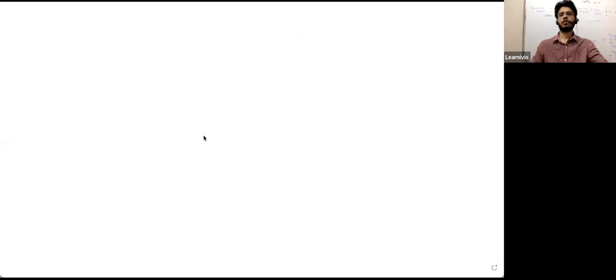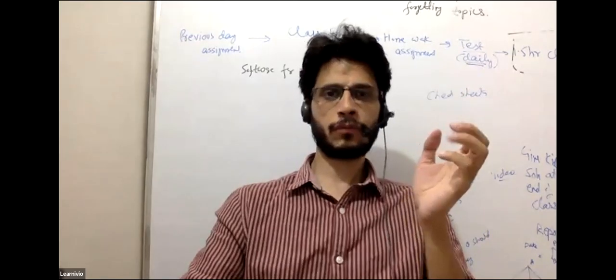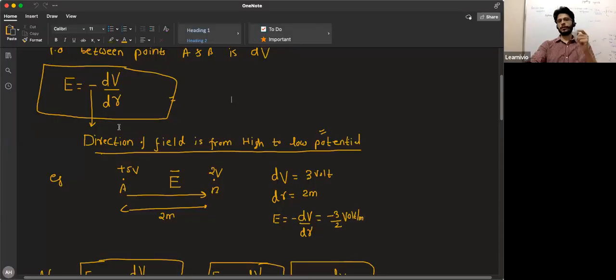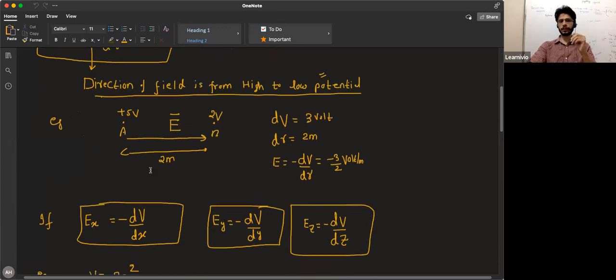Okay. So up to last class, we discussed the relation between electric field and potential. The electric field is the gradient of potential. If you differentiate potential, then you get field. The significance of the negative sign in this expression is that the direction of field is from higher to lower potential.